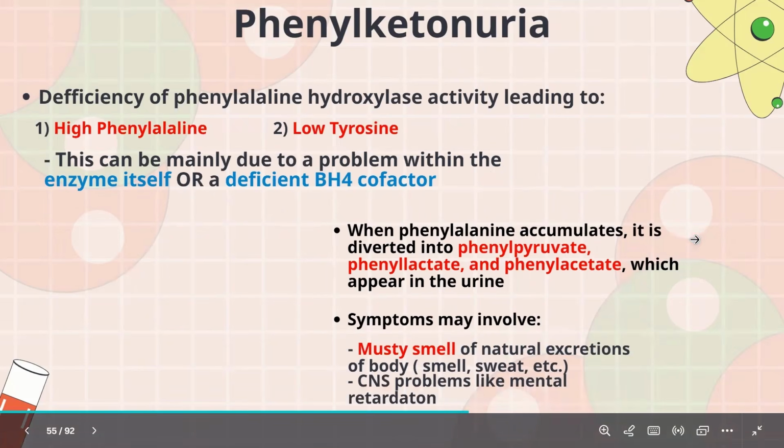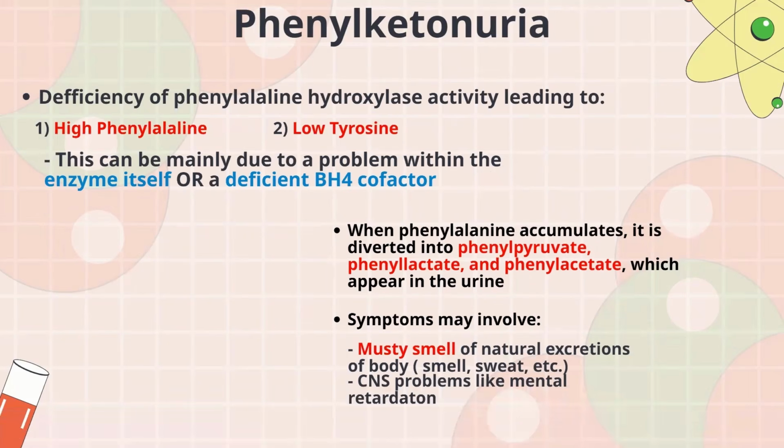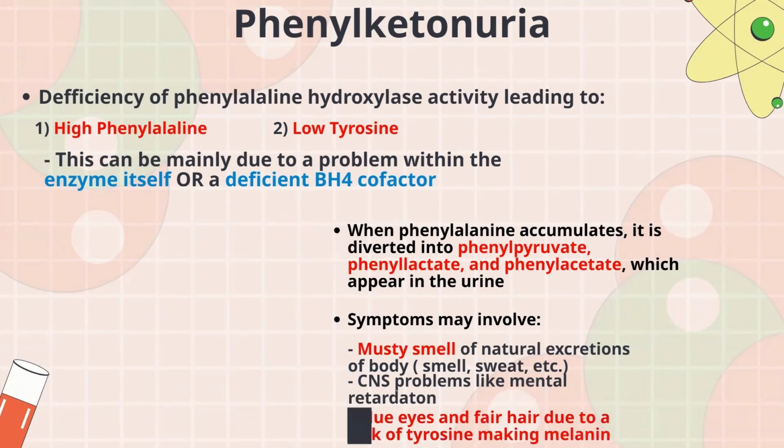Apart from that, you're going to have CNS problems like mental retardation. And finally, you're going to have blue eyes and fair hair. This is mainly because we have low tyrosine, and as we said, tyrosine contributes to forming melanin. So if we have low tyrosine, we have low melanin, and low melanin means you're not going to have as expressive features like green eyes and brown hair. You're going to have blue eyes and fair hair.